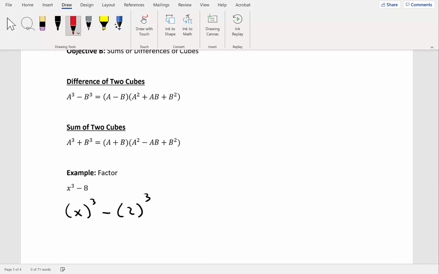Let's go ahead and use that formula. I have x minus 2 times, now it's this term raised to the second power, so I have x raised to the second power plus, now it's my x times 2, which gives me 2x plus, and now it's my b term, my 2, raised to the second power, which is 4. And now I have it factored.